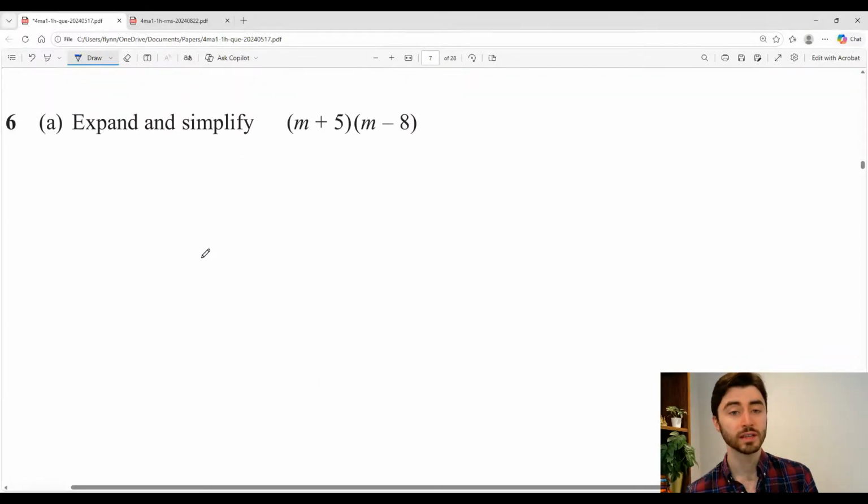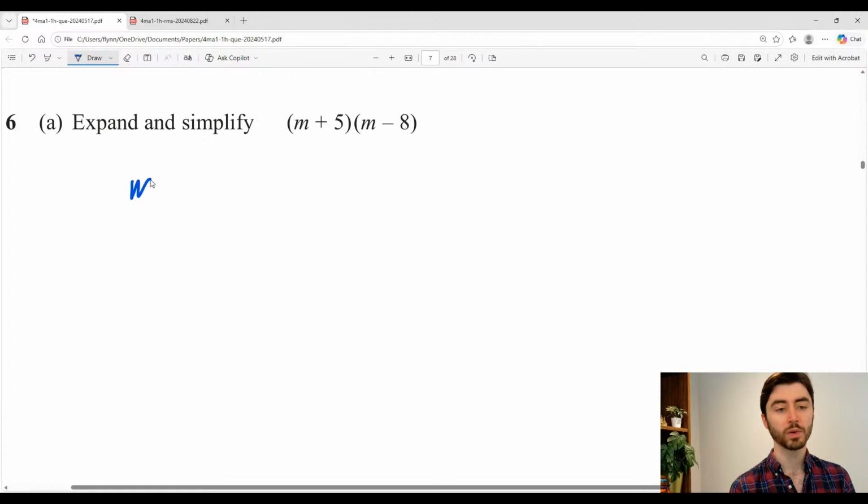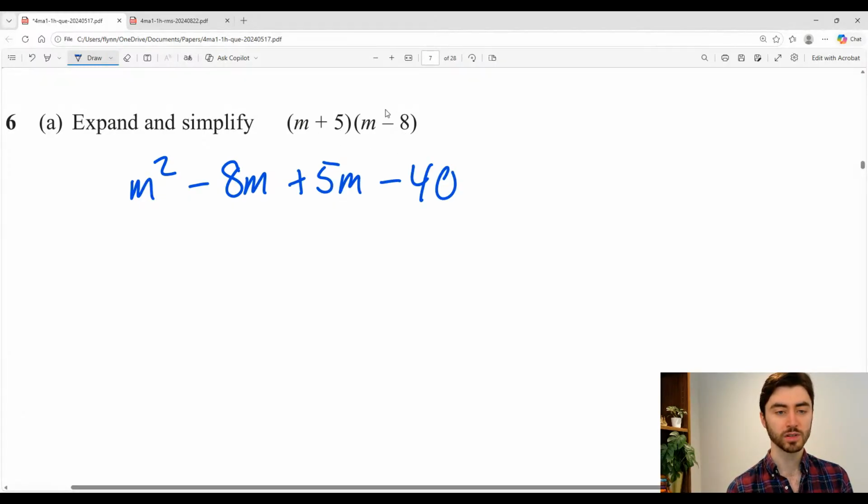So here, question 6, expand and simplify. We're going to use FOIL. So m squared minus 8m from the outsides plus 5m from the insides minus 40 for the last terms gives you m squared minus 3m minus 40.